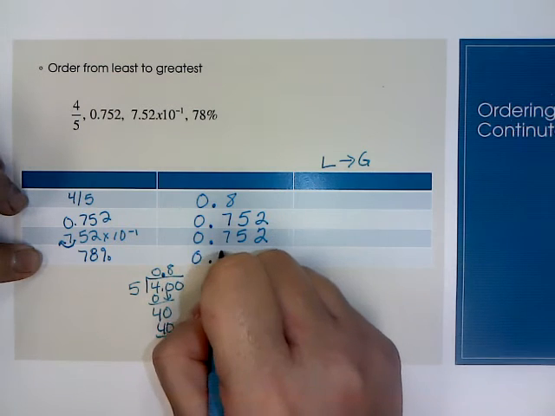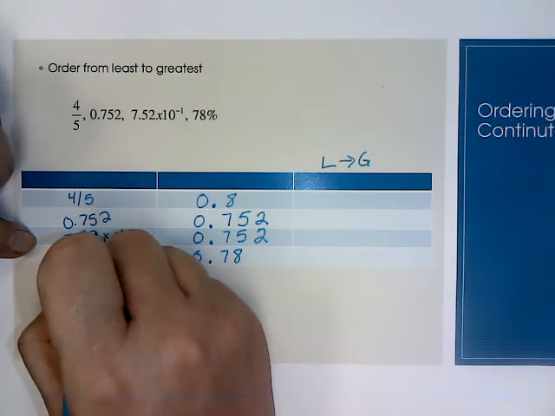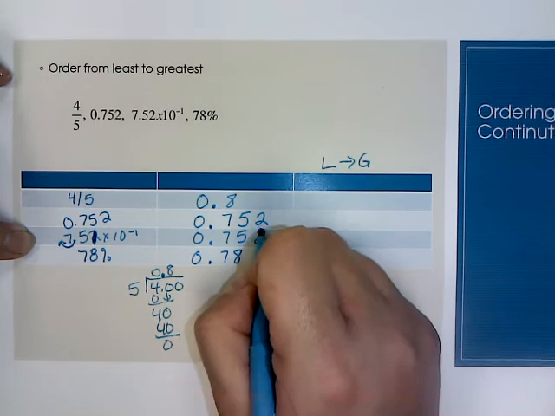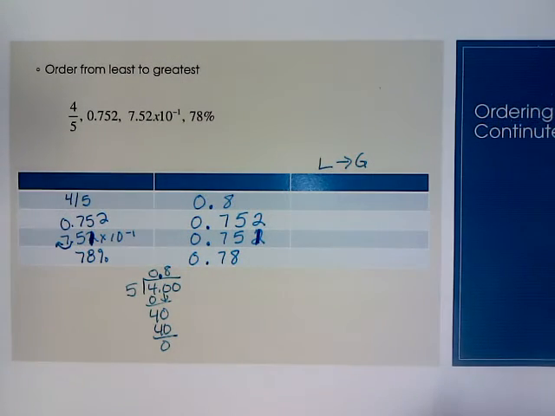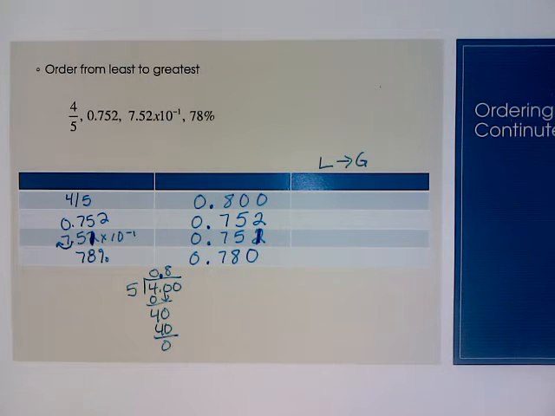And then 0.78 as my fraction. Okay? Everybody okay? Go ahead and make this a 1 instead of a 2. For some reason I had a typo in that one. Okay? So least to greatest. I'm going to go ahead and add in some extra zeros on the end so that way I can compare. I'm going from least to greatest.